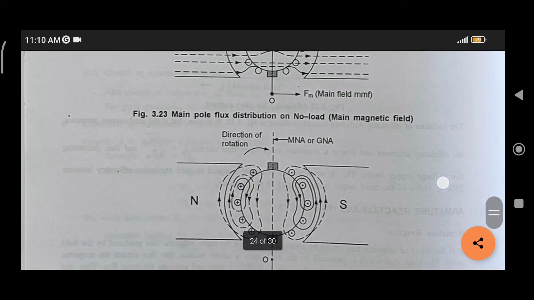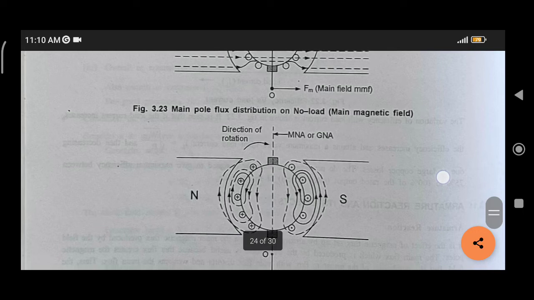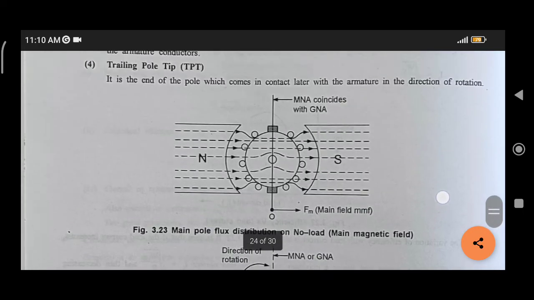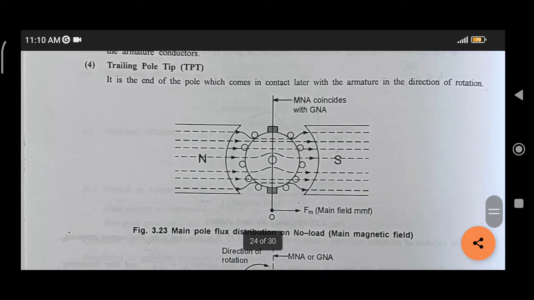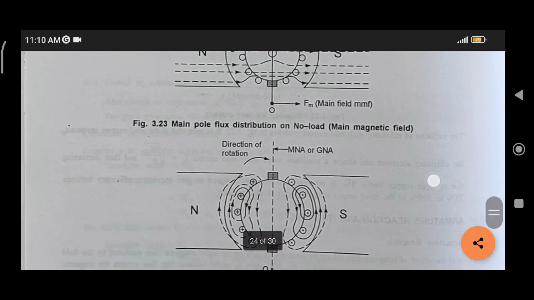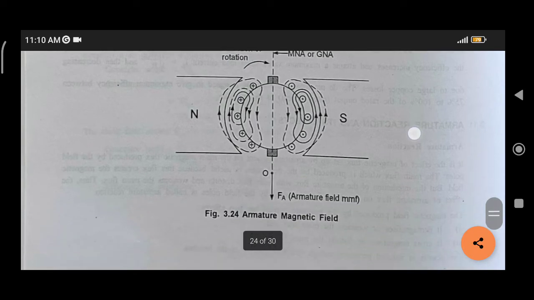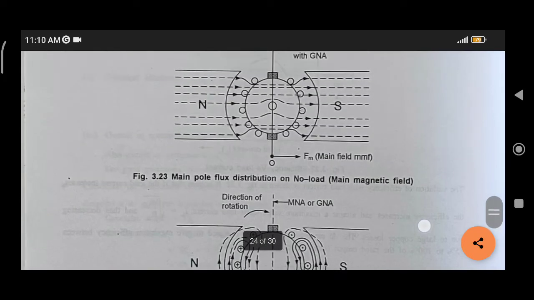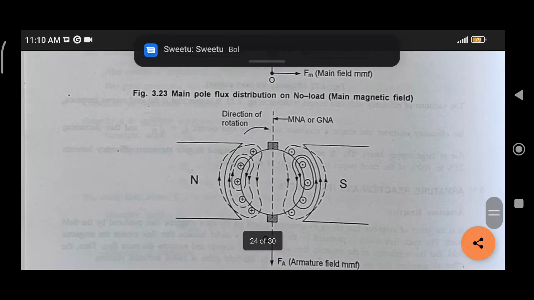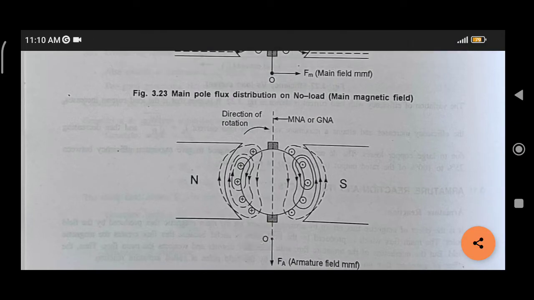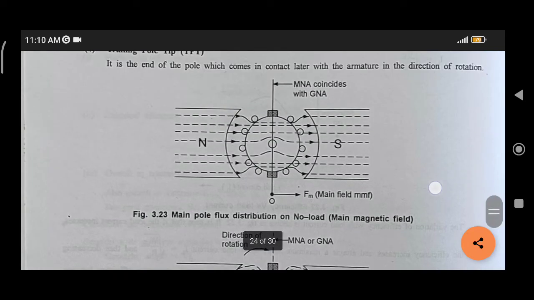Main pole flux distribution on no load. So this is the flux distribution. You can see that the MNA coincides with the GNA. In this condition, with the armature magnetic field, you can see that the flux is distorted. In this case, the MNA and GNA are not coincident.